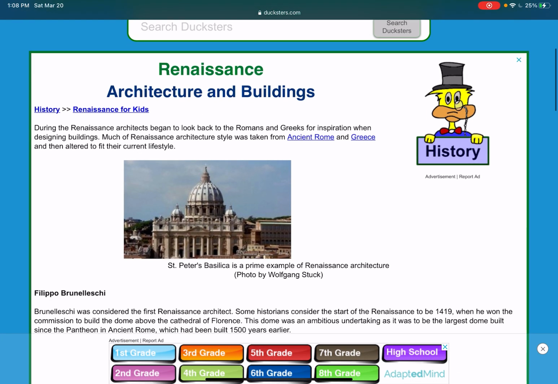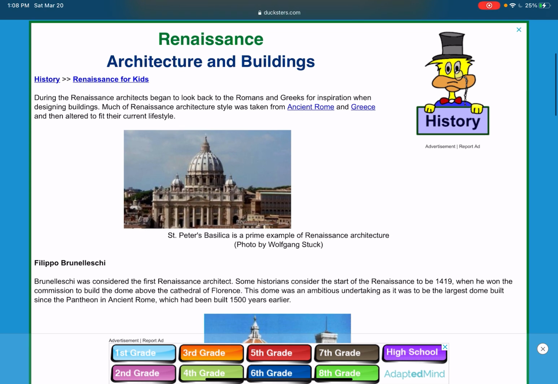I like this website. During the Renaissance, architects began to look back at the Romans and Greeks for inspiration when designing buildings. Much of Renaissance architecture style was taken from ancient Rome and Greece and then altered to fit the current lifestyle. So if you look at a building from the Renaissance, you wonder, is that Renaissance or is that classical? Because they look very similar.